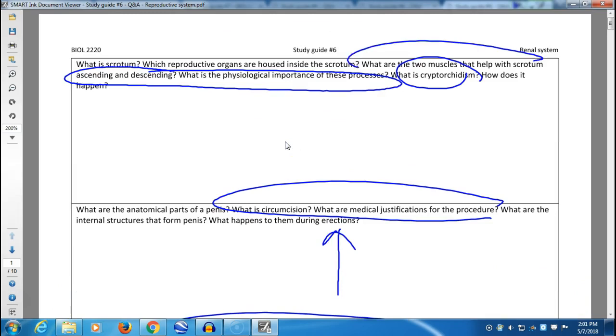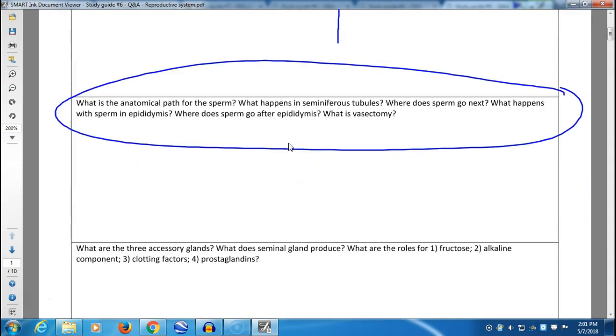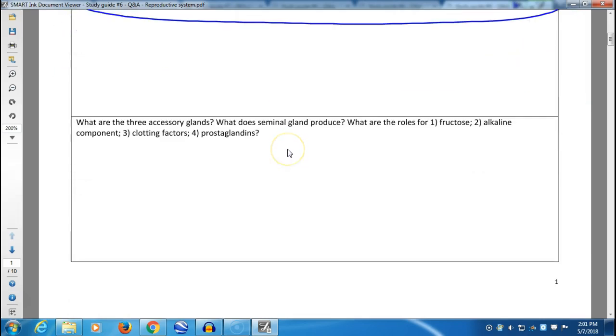Two muscles that ascend and descend: dartos and cremaster. So if I ask something here, unless I strictly say don't do that, that can be an example. Three accessory glands: seminal, prostate, bulbourethral.